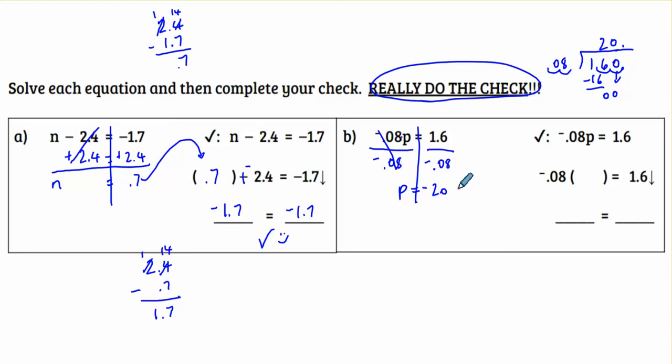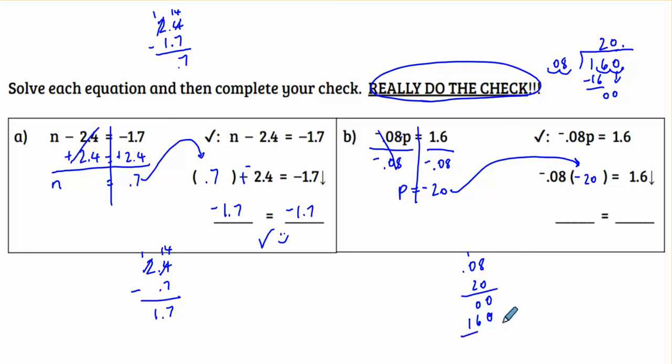Okay, now I plop this bad boy into my parenthetical promise. So in the place of P, I'm going to put a negative 20. And now I really do the check. So I'm going to multiply 0.08. I'm going to worry about the signs at the end, times 20. Okay? Well, 0 times 8 is 0 and 0. Then I go to the next line. I put down a 0, which should look like that. 8 times 2 is 16. Carry the 1. And then that's a 1.